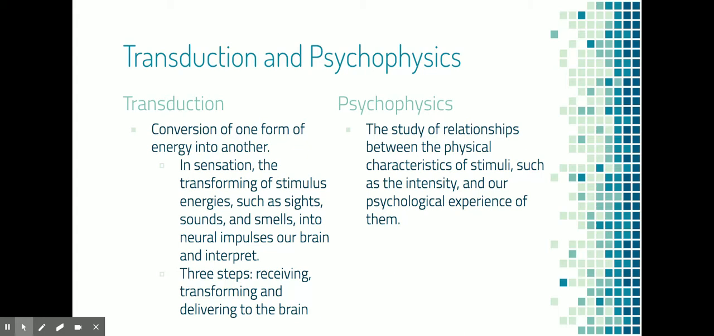With touch, it's a change from pressure, okay, into a neural impulse. With smell, again, it's a chemical reaction. So change from the chemicals entering my nose to my olfactory nerve that is changed to a neural impulse. Okay, so in sensation, it's this transformation of stimulus energies such as sights, sounds, and smells into neural impulses that our brain can interpret. Okay, there are 3 steps to transduction. So it's the receiving, transforming, and then delivering to the brain.